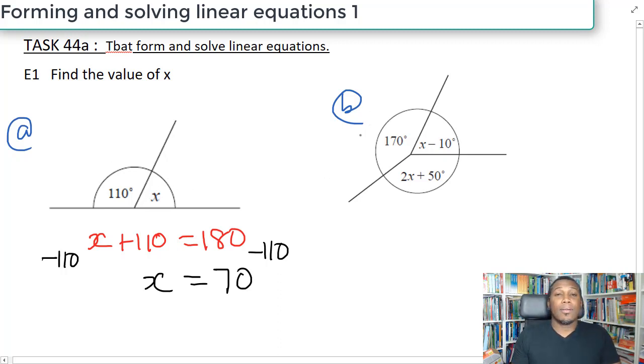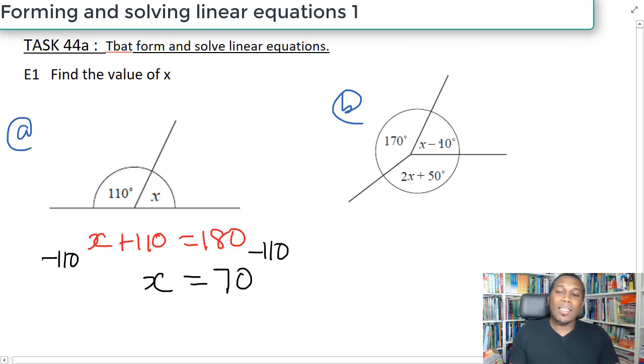For B, what do we know about the angles about a point? The angles about a point, they sum to 360 degrees. So that means sum. I use the word sum. I said sum to. Sum is the answer you get when you do addition. Yeah, you're on with things today.